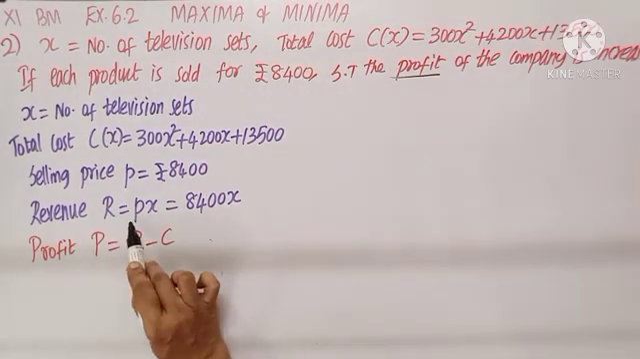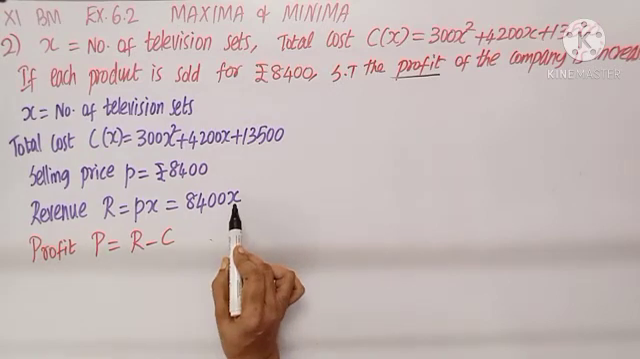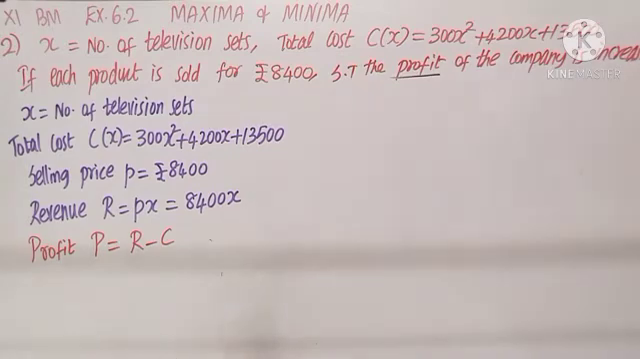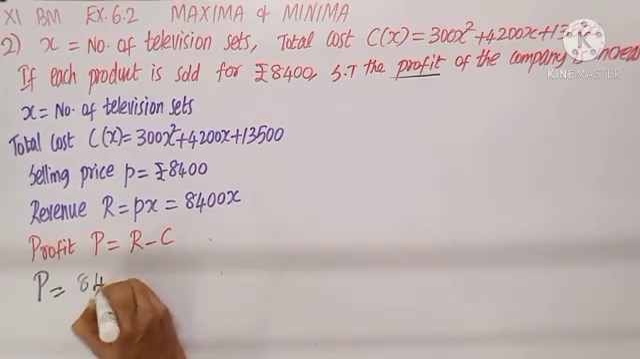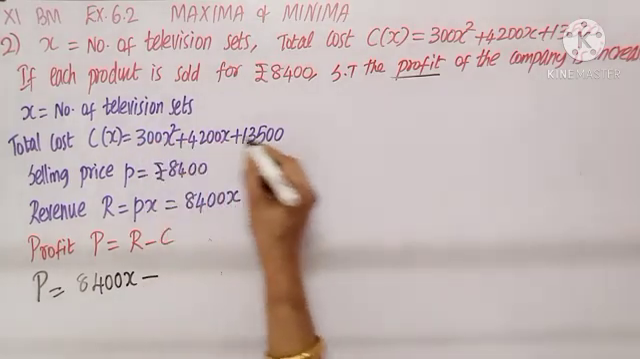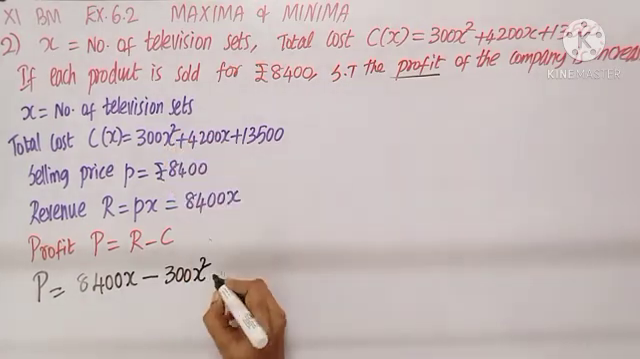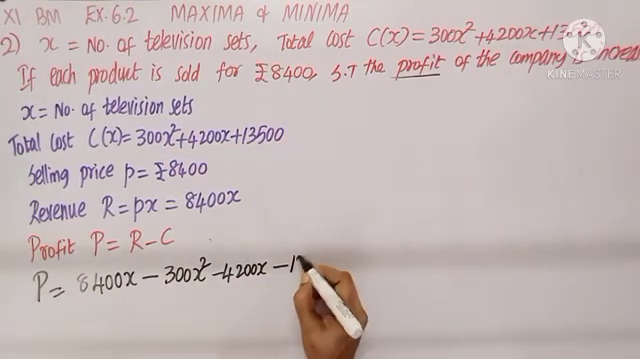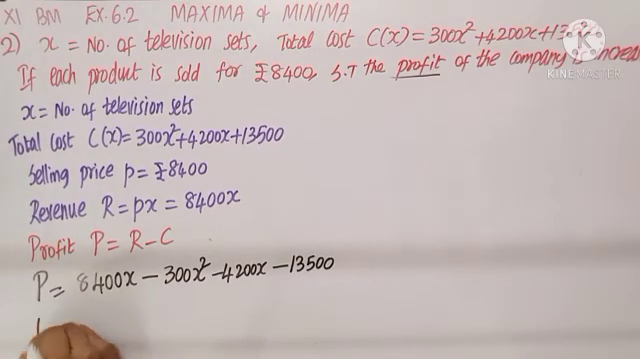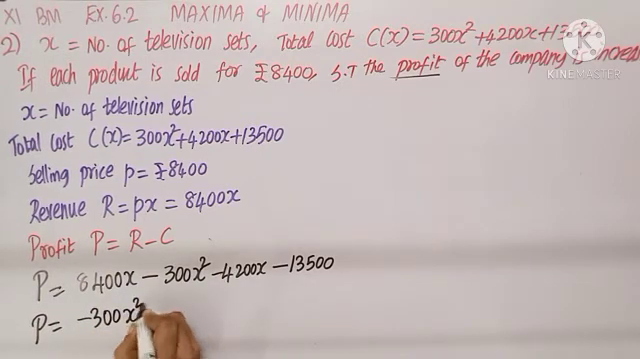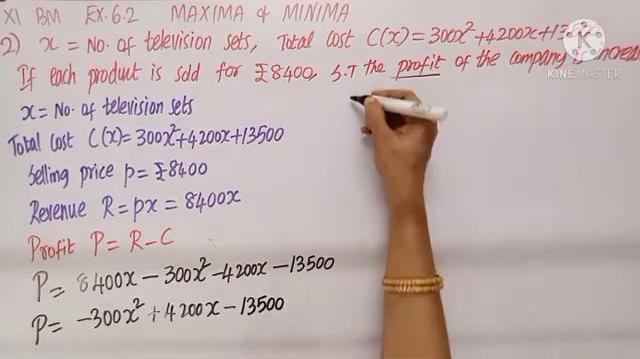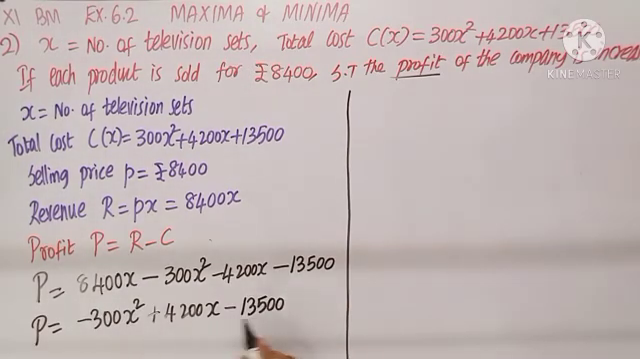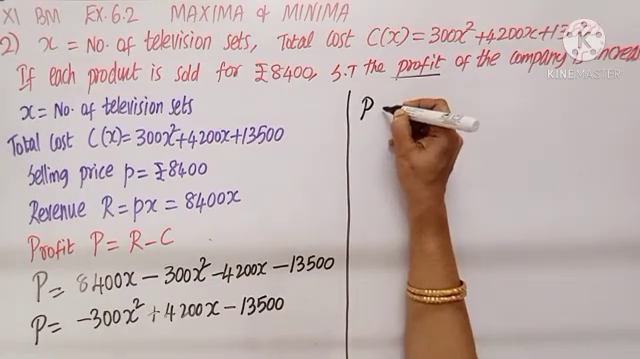So revenue is price into quantity, that is 8,400 into x. Cost is given in the question itself. Let us subtract to find what is profit. So profit is 8,400x minus, see we are subtracting, minus 300x squared minus 4,200x minus 13,500. So we rewrite: minus 300x squared, 8,400x minus 4,200x is plus 4,200x, minus 13,500. As I found out profit as a function of x, my question is, profit is increasing.